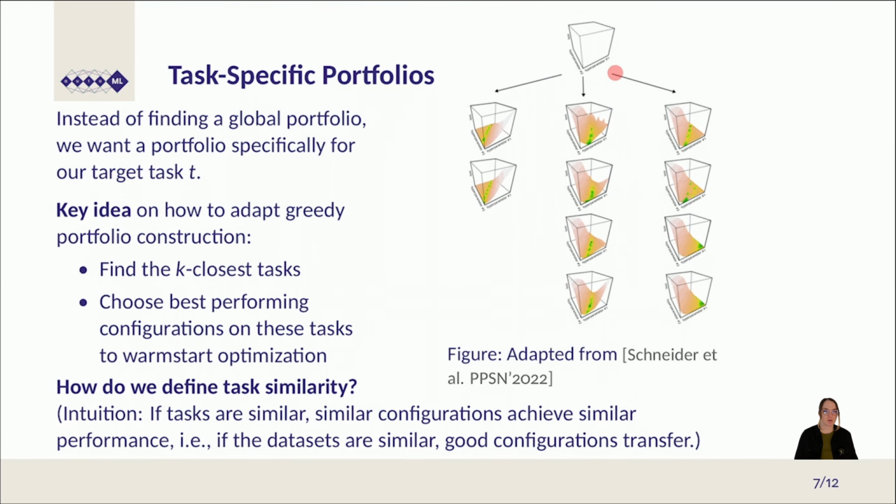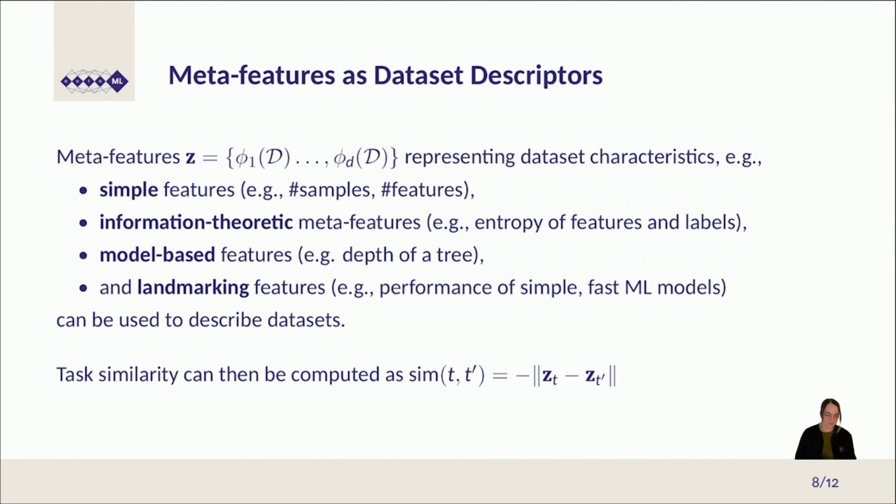So when we have our new task, how do we find the k closest data sets in our metabase? And why is this important? Because if we can measure data similarity or task similarity, and we assume that similar tasks have similar performance, we can transfer the good performing configurations. And the most simple, the most common way to do that is to do this similarity via meta features.